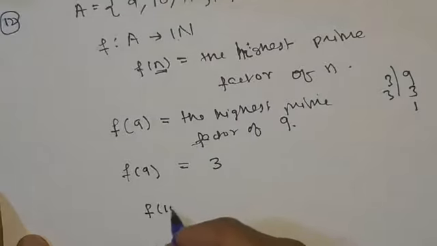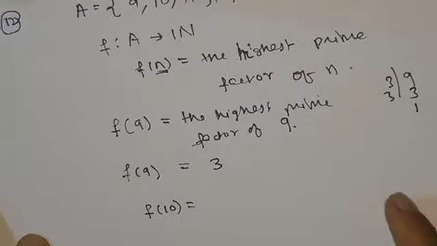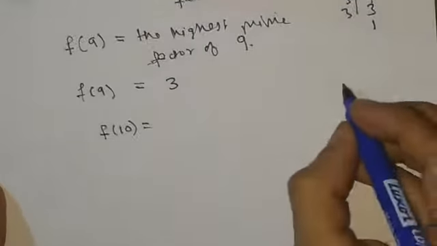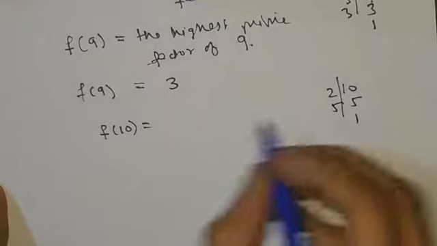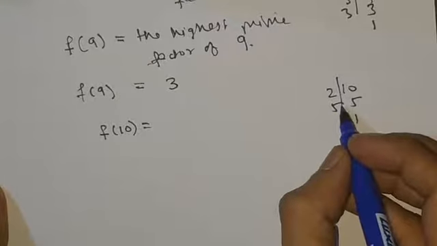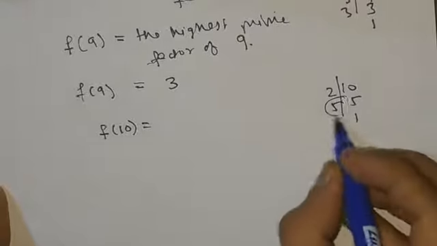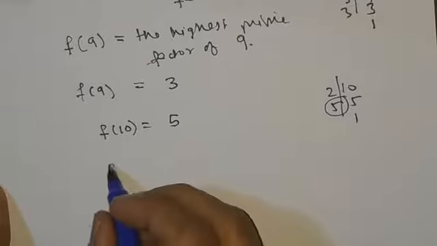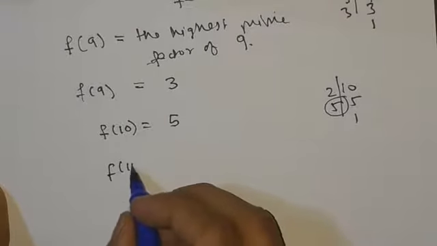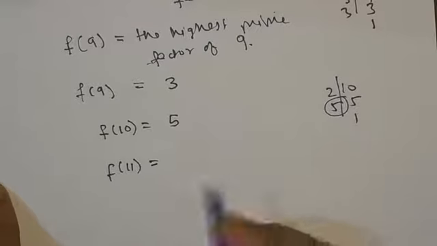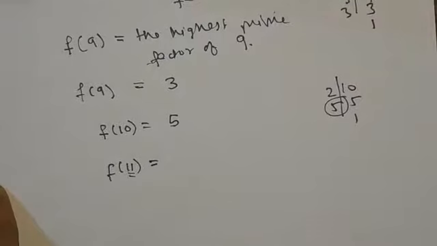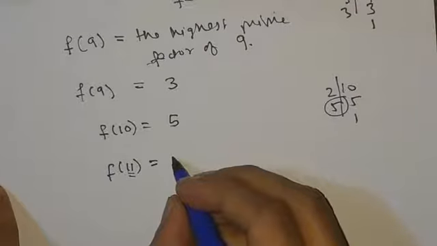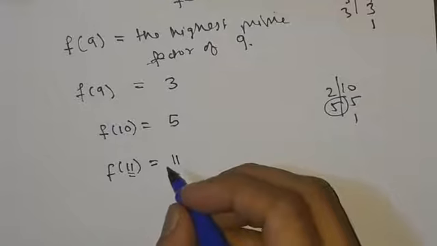Now let us check f of the next element, that is 10. Find the prime factors of 10. 2 5s are 10, 5 1s are 5. What is the highest prime factor of 10? It is 5. Then let us check the next element, f of 11. 11 is prime only. 11 is itself a prime, so the highest prime factor of 11 will be 11 only, right?